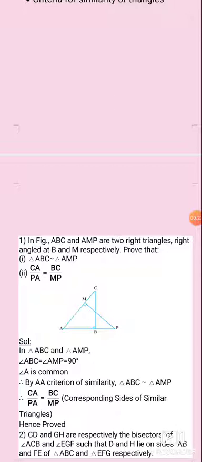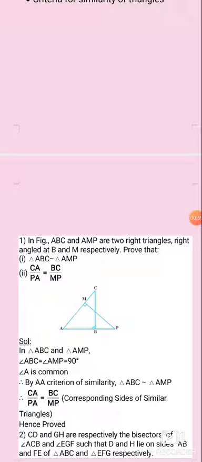Now, the related problems. In this figure, ABC and AMP are two right triangles, right angled at B and M respectively. Prove that triangle ABC is similar to triangle AMP. Second one, CA by PA is equal to BC by MP.